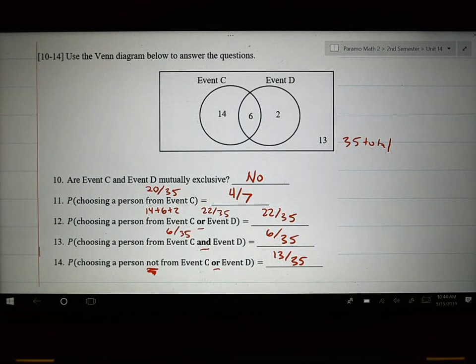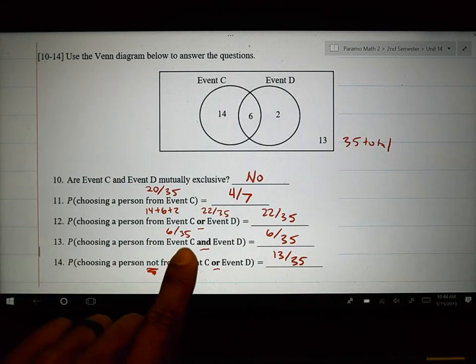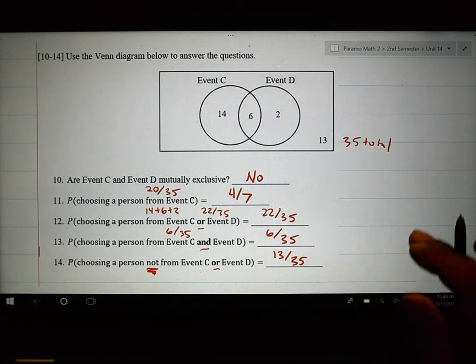And so as you do this worksheet, you're going to be sometimes using a Venn diagram, sometimes you're going to be using a table, but you're going to have to figure what is it and what is it out of. Pay attention to the words or and.